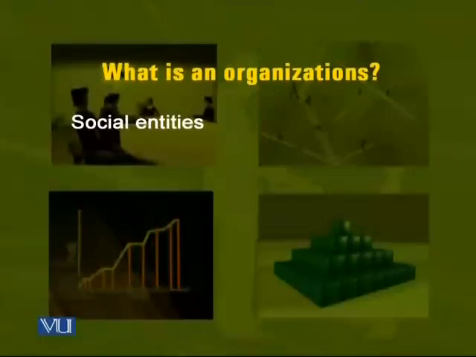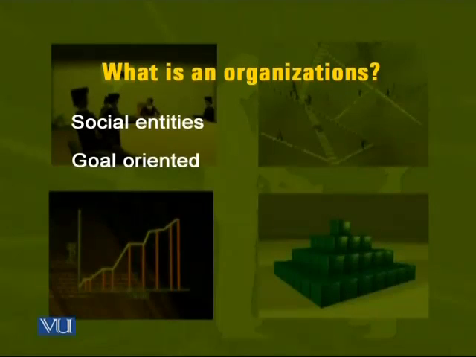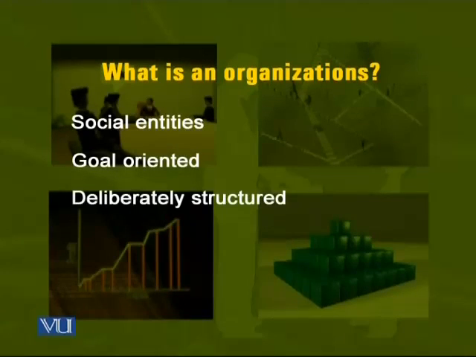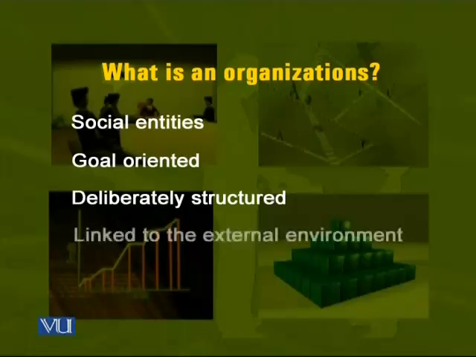So these are social entities. They are goal-oriented. They have a specific purpose. They are deliberately structured. They are linked with the external environment. So these are the characteristics of any organization. Again, to emphasize, I'm trying to narrow down on those particular components which are important to understand our subject of leadership and team management.